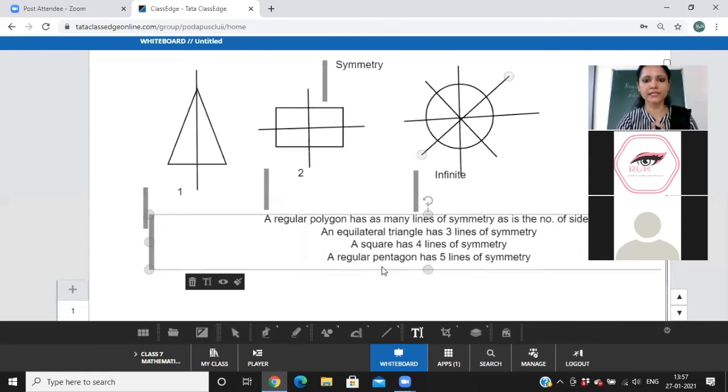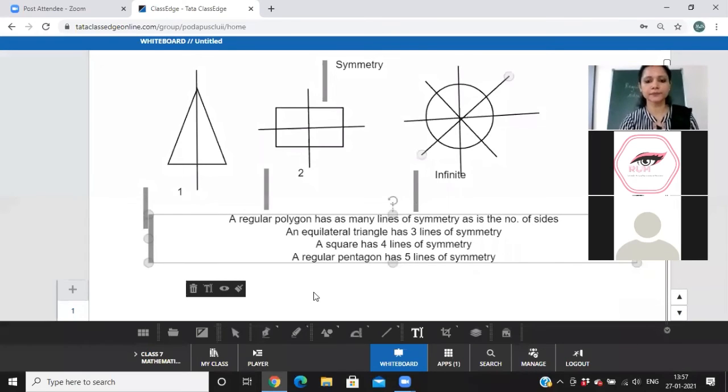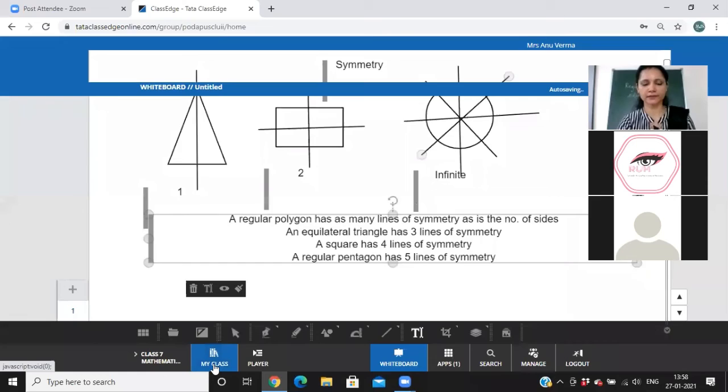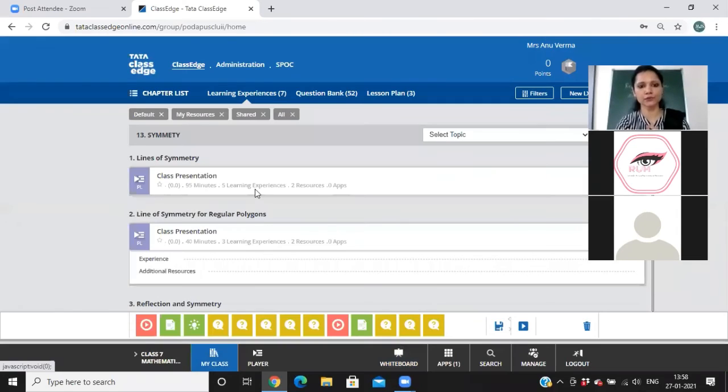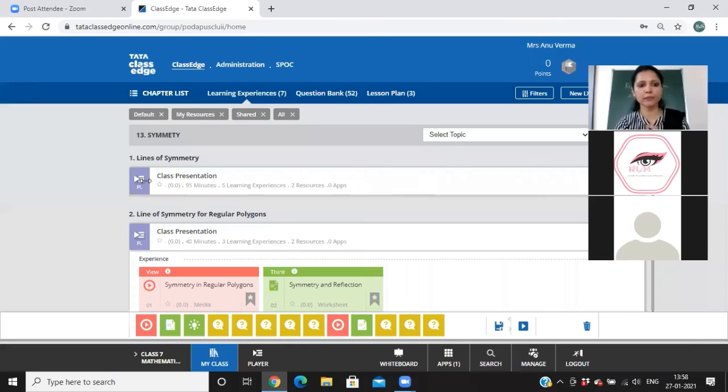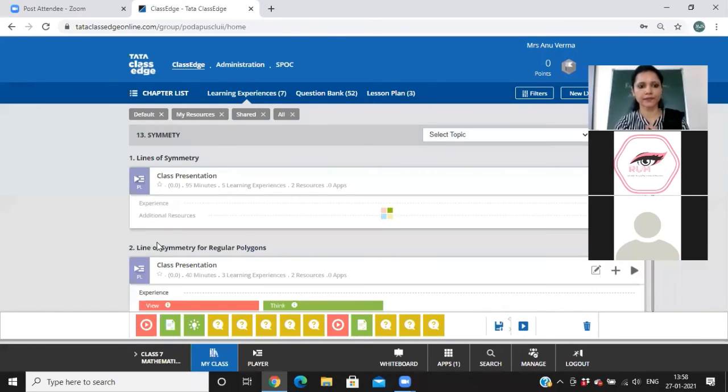So I hope everybody is writing down in the notebook. Yes, ma'am. And this topic is clear to everyone? Yes, ma'am. So next we'll play a quiz to recapitulate what we have learned so far. Whatever we have learned, we'll play a quiz and check our knowledge. Okay, ma'am.